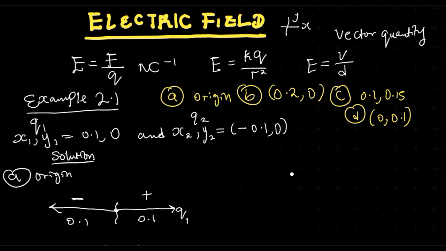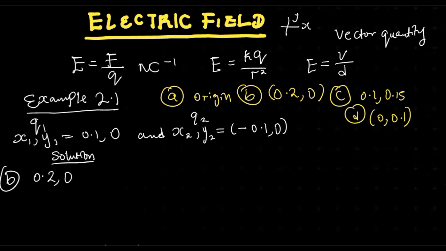Let's go for B. B now says that at a point 0.2, 0, in this case we sketch again. We know our origin, our origin is like this. So we want to find the electric field at a point 0.2, 0, because x is always the first and y is this. So from the origin to the x-axis is 0.2. Now, this is the point where we'll find our electric field intensity. This is where we want to find our E.